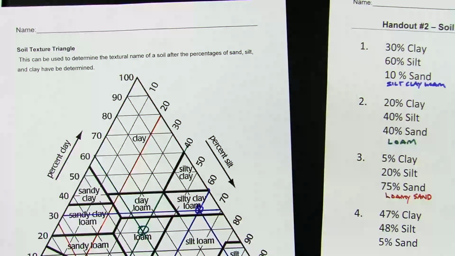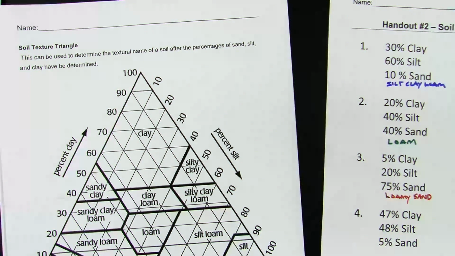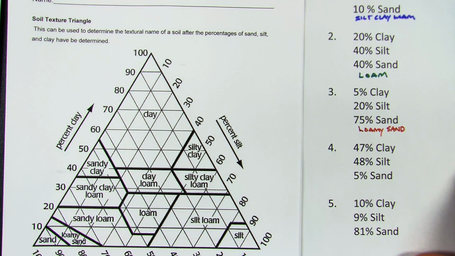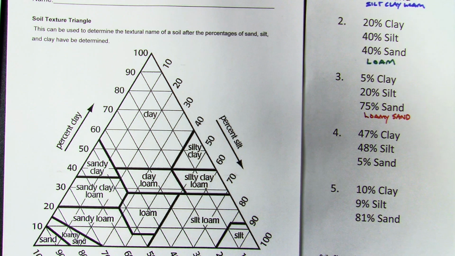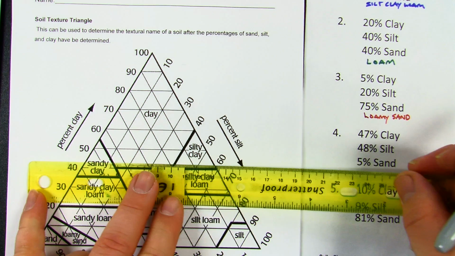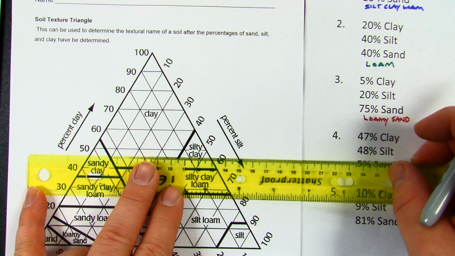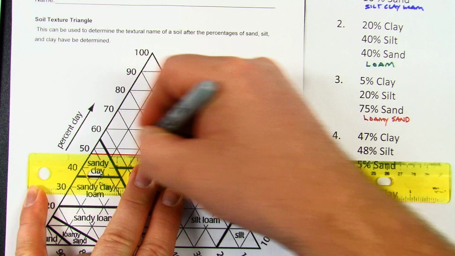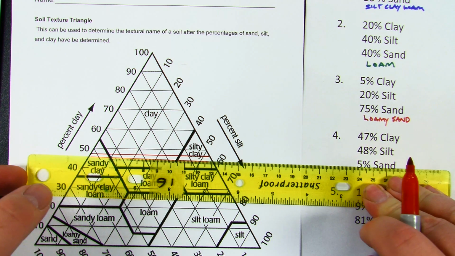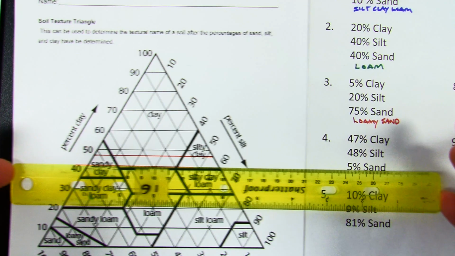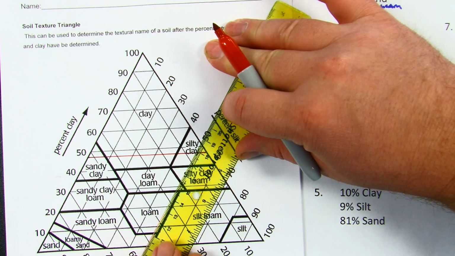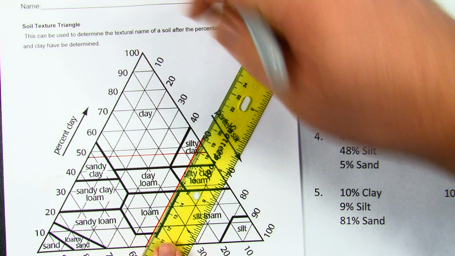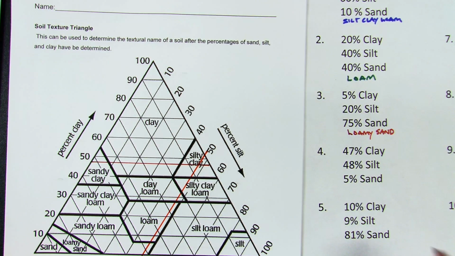Let's go ahead and I'll do 2 more with you right now. So let's do number 4. Number 4 is our 47% clay. So we get clay, we're going to go to 47%, which will be right about here. Draw it along horizontally. And we also have 48% silt, right in about here. And you can see that we have silty clay.